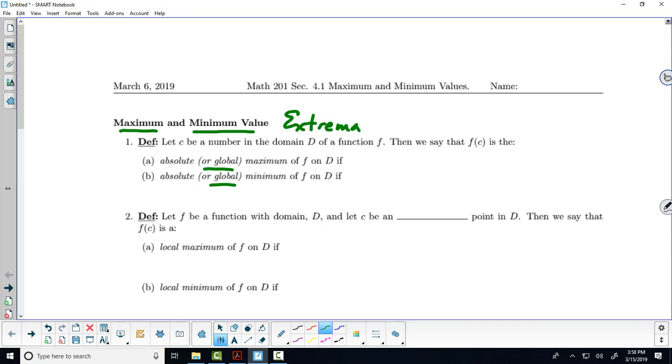So let's pick a number, any arbitrary number, in the domain of a function f. If it turns out that the number we picked has the largest corresponding y value in the function, then we're going to call it a global maximum. So we're going to say that an absolute maximum is f of c if f of c is greater than or equal to f of x for all x in the domain.